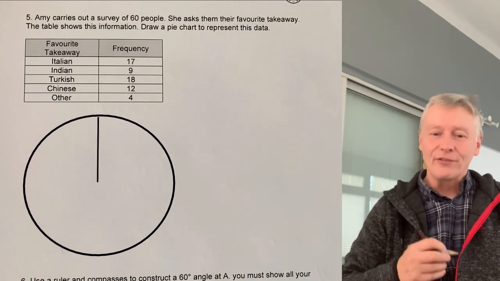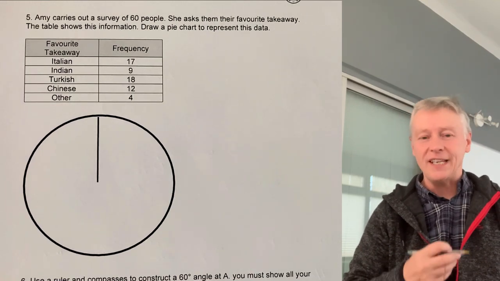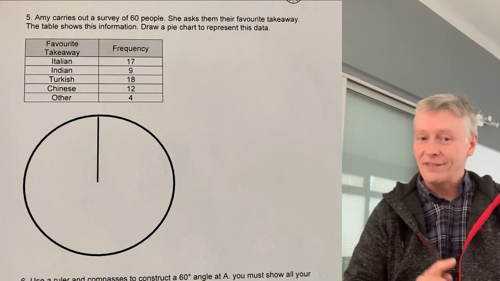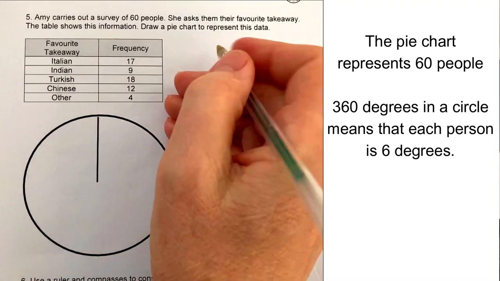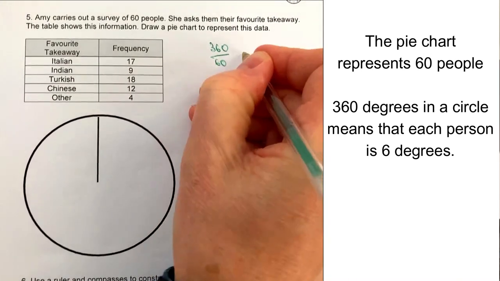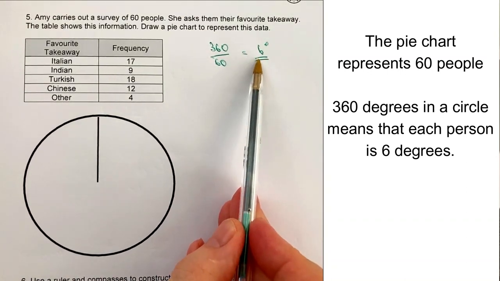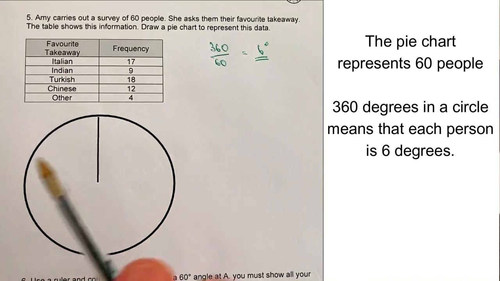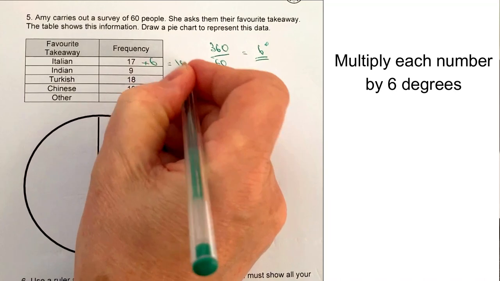So in other words, 360 divided by 60 means that every single choice is equal to 6 degrees, and this is the important one. When you've got this particular number, 360 divided by 60 people is equal to 6 degrees, and that is the most important number when you're dealing with pie charts, because if each one of these choices is 6 degrees, then it means Italian is going to be 17 times 6, which is going to equal 102.